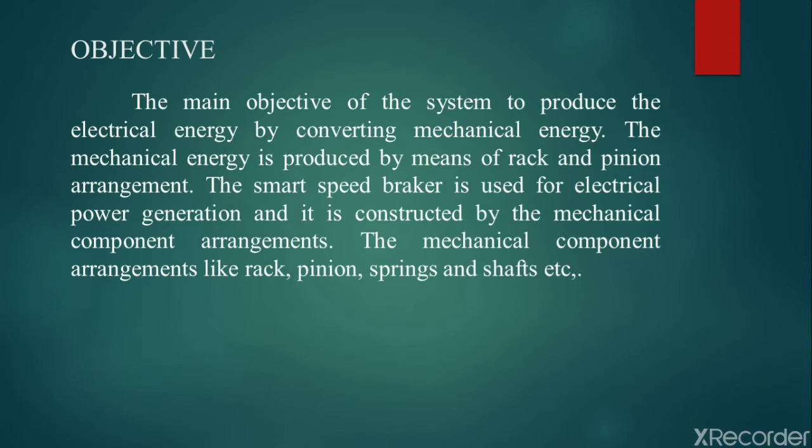Objective: the main objective of the system is to produce electrical energy by means of some mechanical arrangements in a smart speed breaker. The mechanical equipments like a rack, pinion, springs and shafts are used for producing mechanical energy from the motion of a speed breaker.